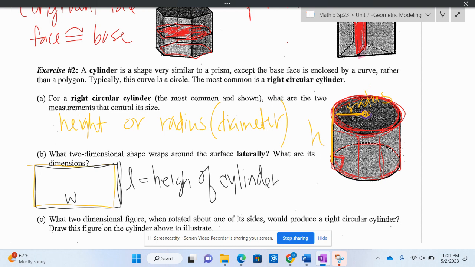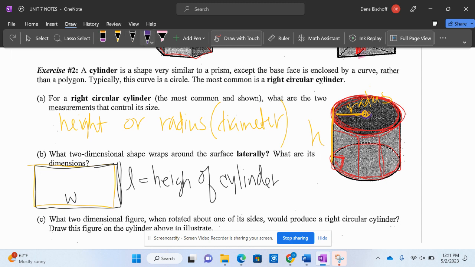Can someone get the door, please? And what is the width? Sorry, I was trying to find the servant. She's not here today. Oh, okay.